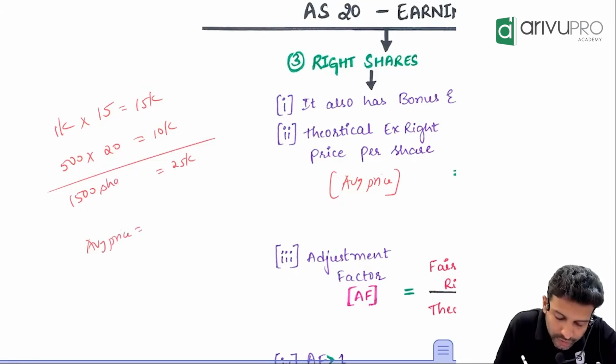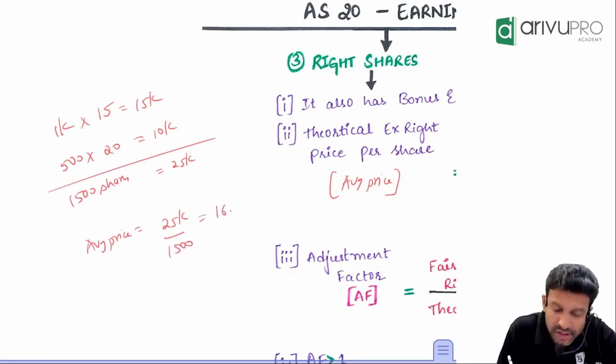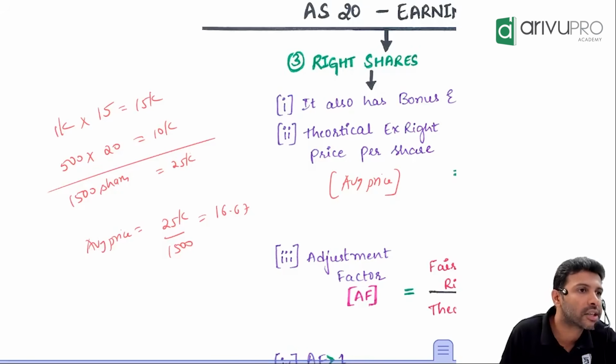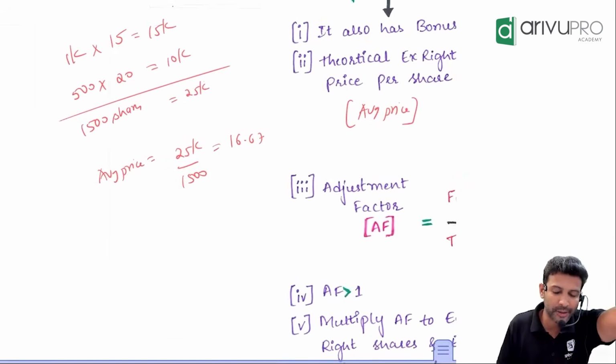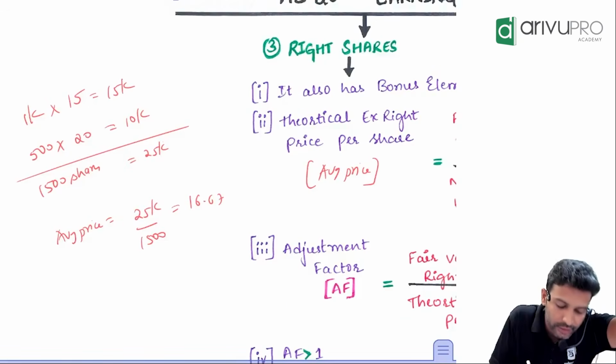For 1,500 shares, totally you are paying 25,000. So if you want the average price, 25,000 is the price for 1,500 shares. For one share, how much? 16.6. That's all this formula is. Now, how did you get this? Express this in a formula. How did you get 25?